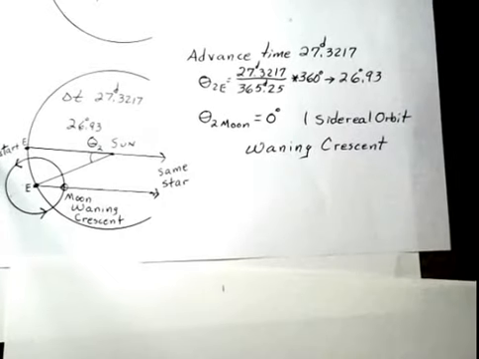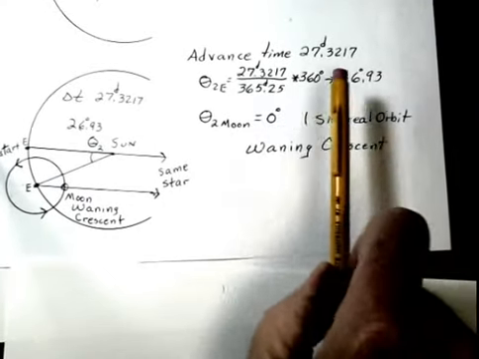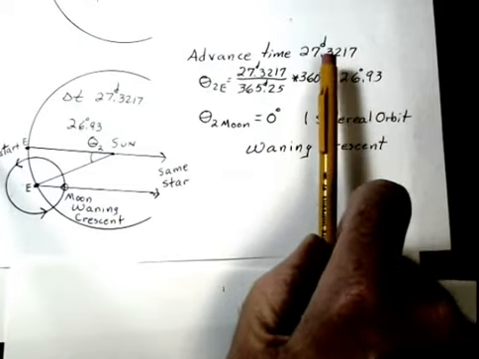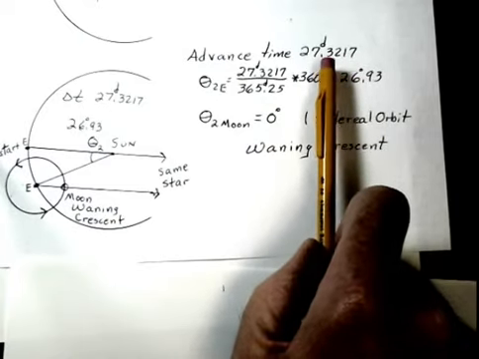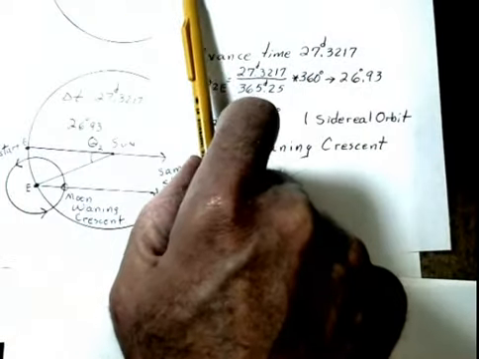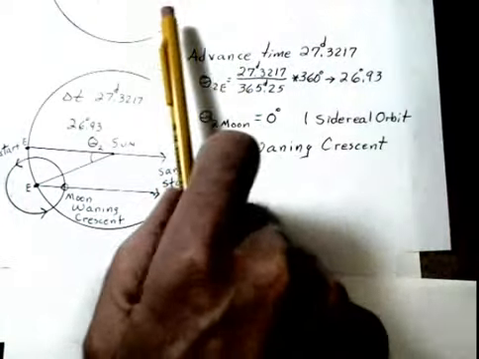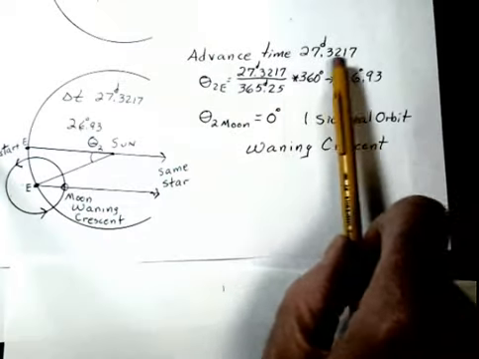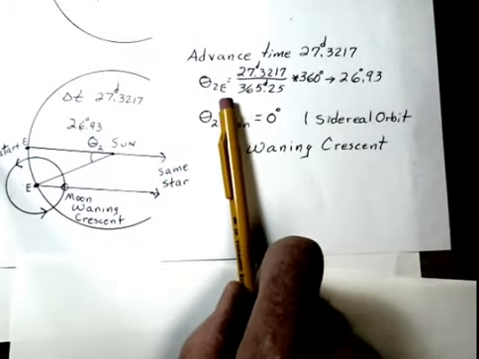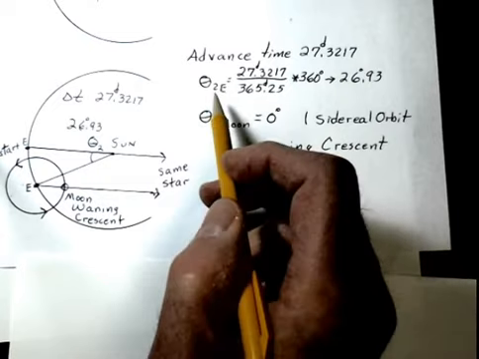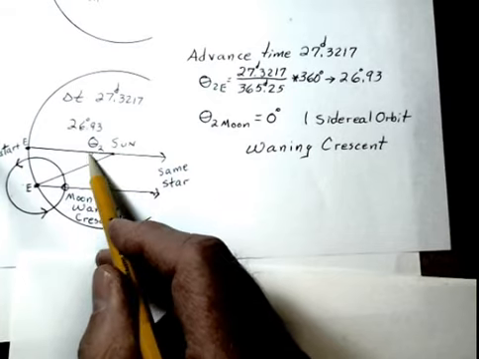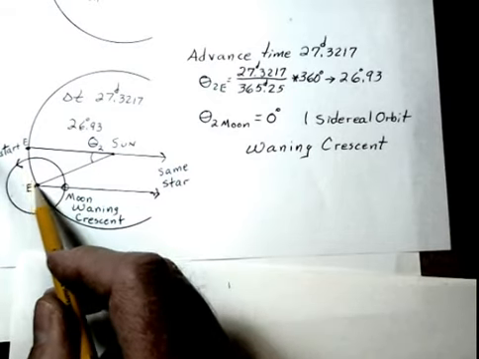We're going to advance the time 27 days, 0.3217. If you remember, this is the sidereal period of the moon. So we're going to let the moon go once around with respect to the stars, the sidereal period. How much has the Earth moved around its orbit? Well, that'll be what I'll call theta sketch 2 for the Earth, the angle that the Earth has moved in its orbit.